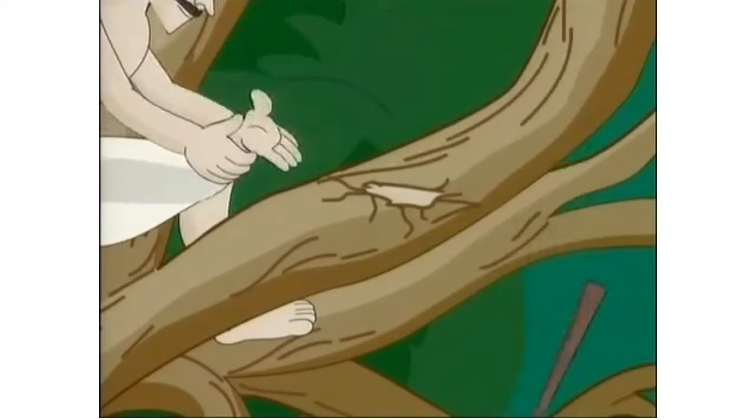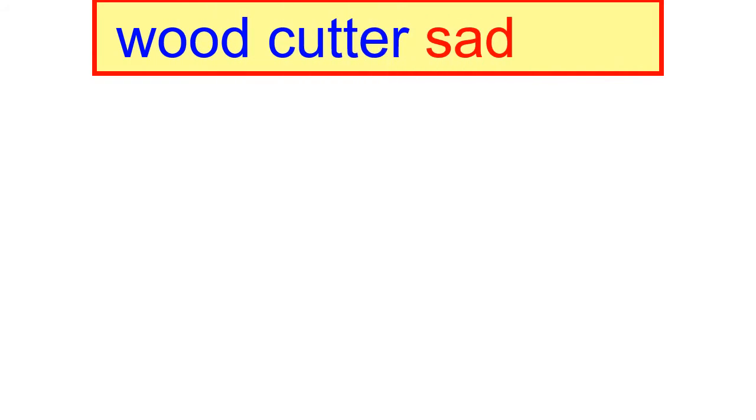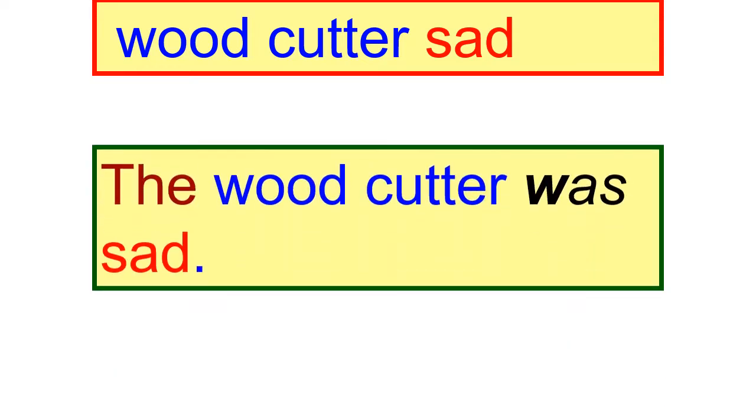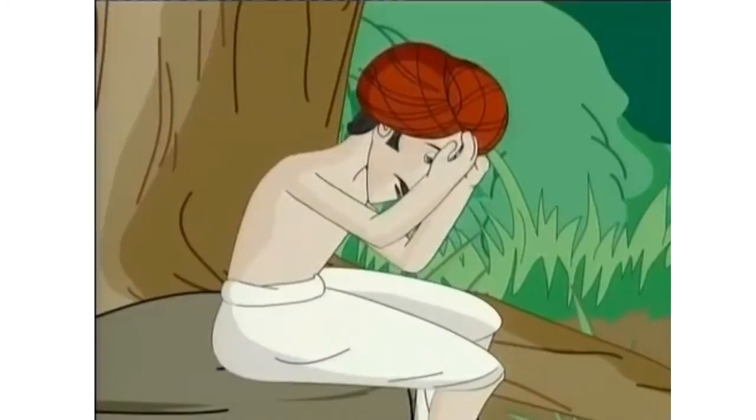His axe slipped and fell into the water. Woodcutter said. The woodcutter was sad.